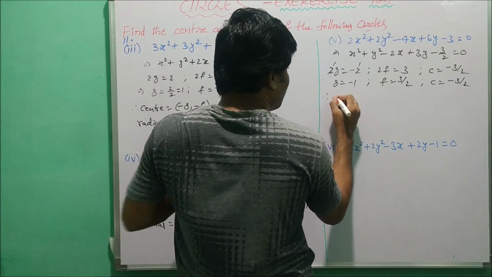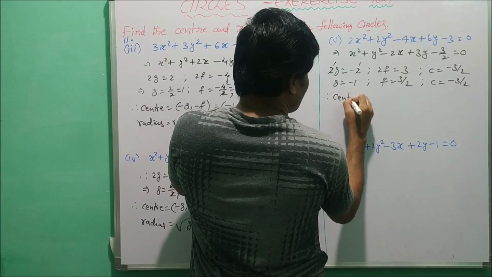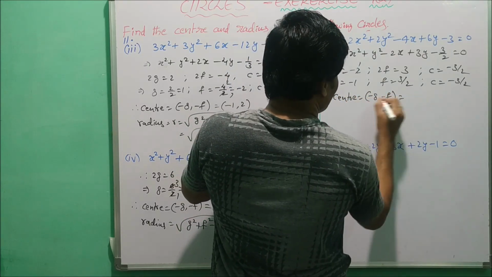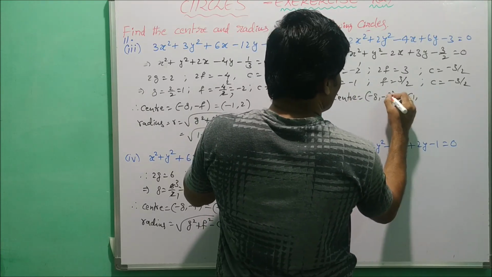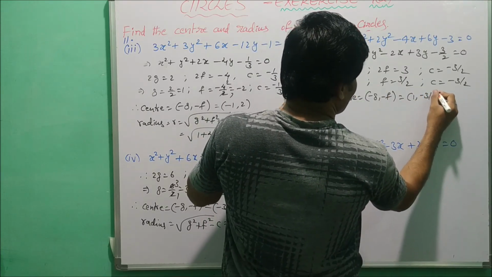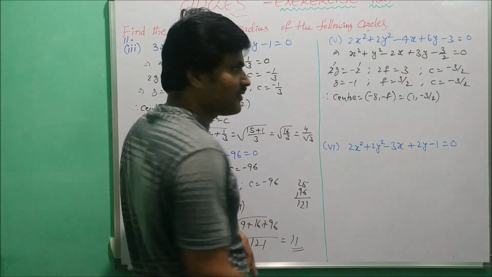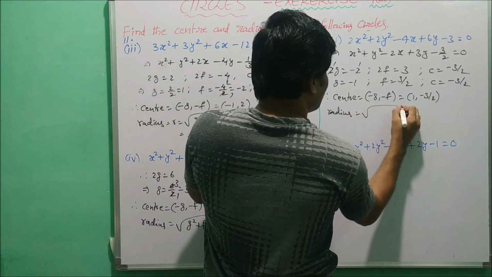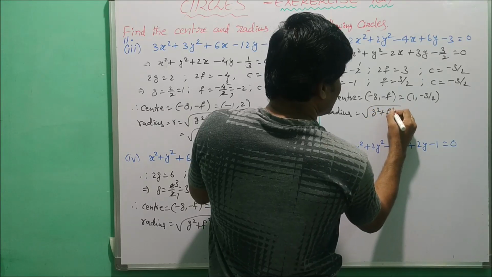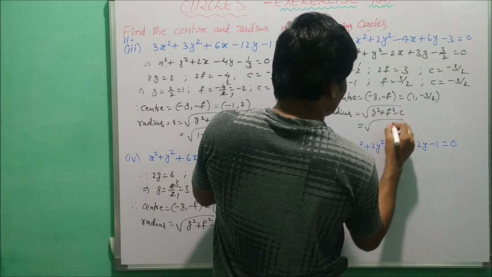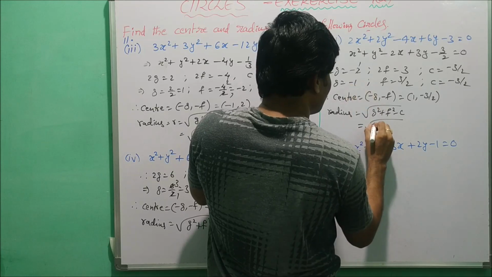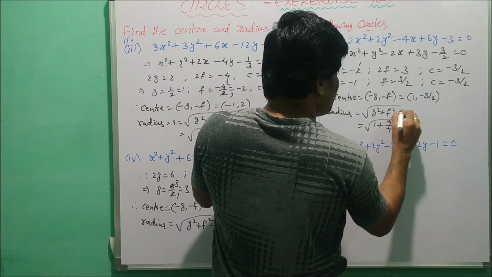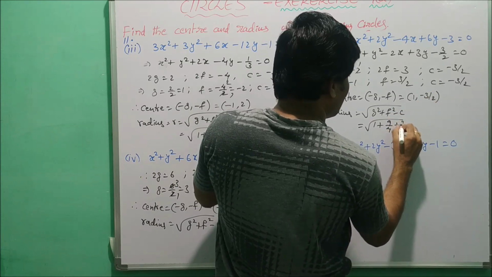Now we take the formula of the center. Center equals the ordered pair (minus g, minus f). Minus of minus 1 is plus 1, and minus 3 by 2. So (1, minus 3 by 2) is the center. Radius equals the square root of g square plus f square minus c. Now substitute the values. Minus 1 whole square is 1, f square, 3 by 2 whole square, is 9 by 4, minus c, minus of minus is plus 3 by 2.